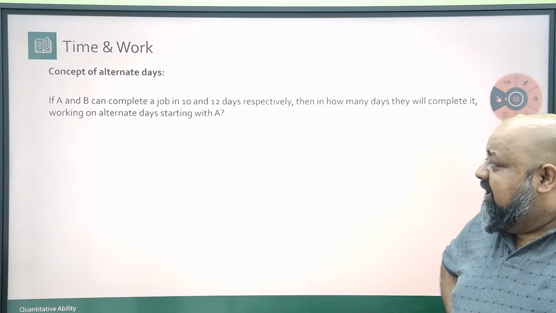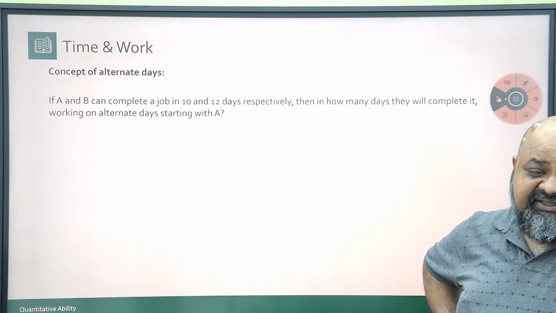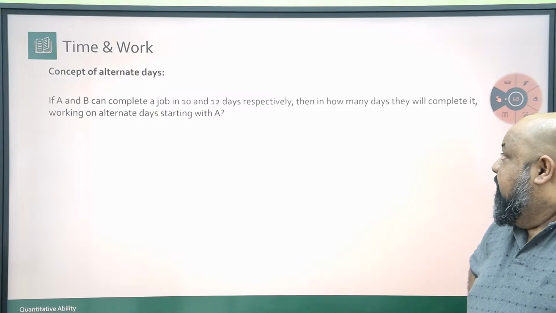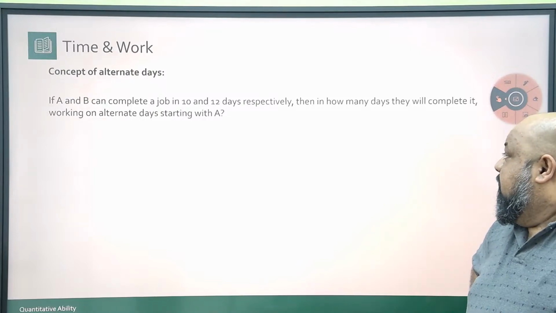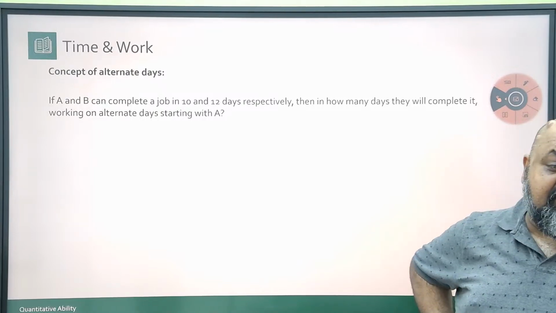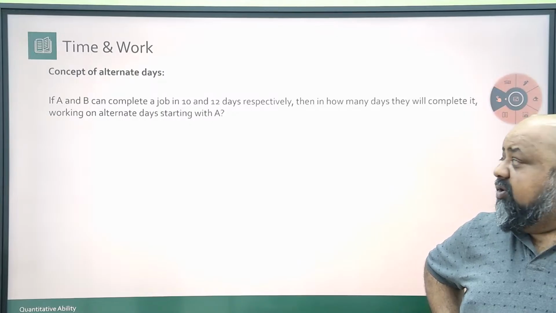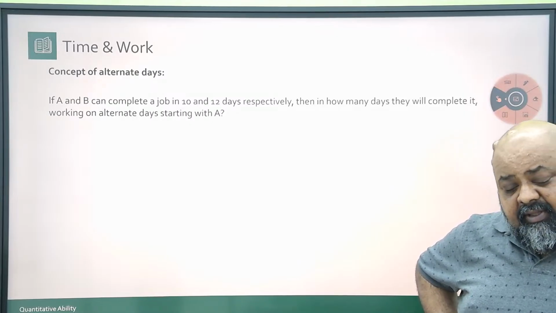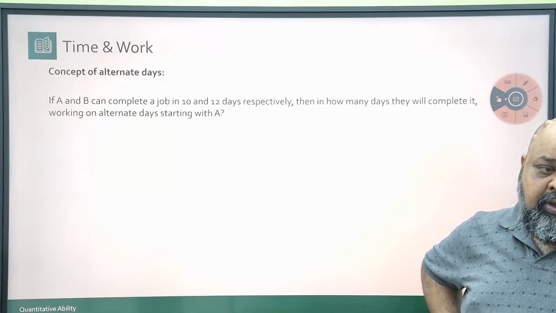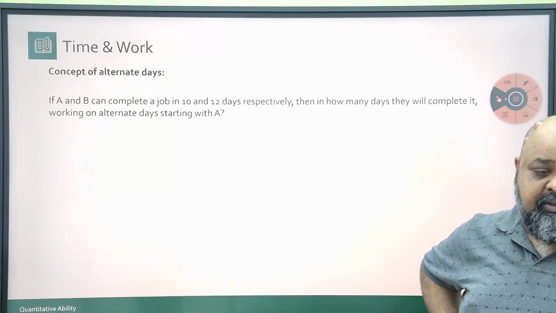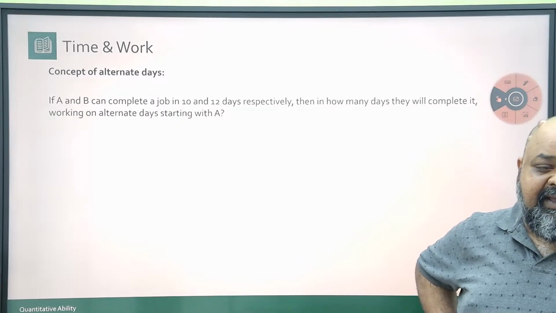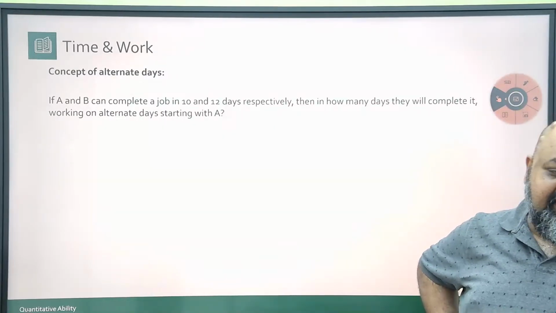So I'm saying that A and B can complete a job in 10 and 12 days respectively. In how many days will they complete the work if they work on alternate days starting with A? What does this mean? On day 1, A comes to work. On day 2, only B comes to work. On day 3, again only A comes to work. Then again only B comes to work and so on. So alternate days they are working.